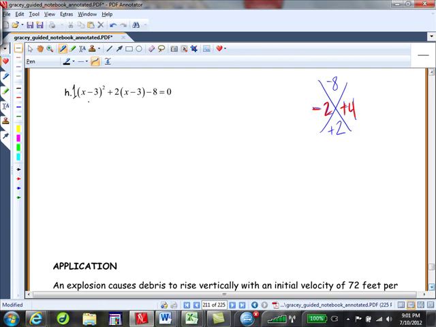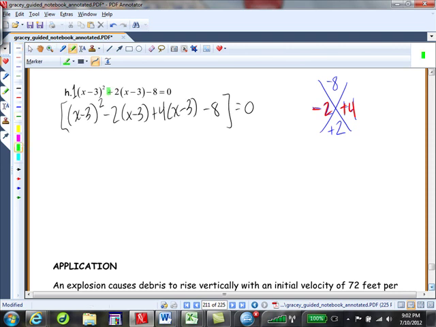What does that mean? So we will have x minus 3 squared. Instead of 2 of these x minus 3's, we'll have minus 2 of the x minus 3's, and then plus 4 of those x minus 3's. And then we're going to have our minus 8, and that's all equal to 0. So our middle term was split into these two terms. Okay, so just hang in there.